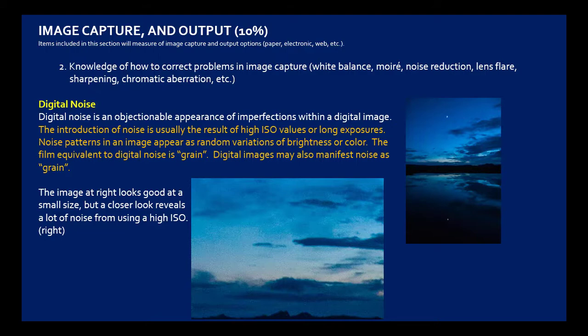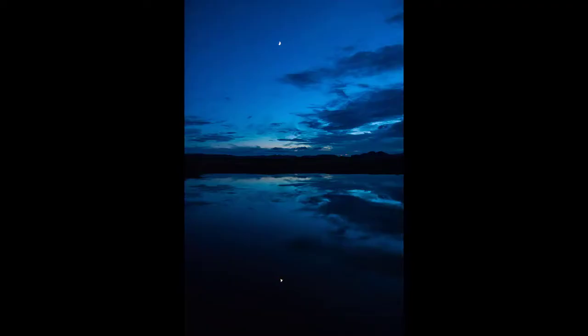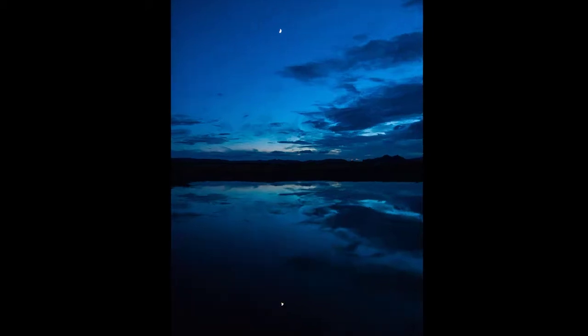Number 2 says, knowledge of how to correct problems in image capture, including white balance, moire, noise reduction, lens flare, sharpening, chromatic aberration, etc. We'll begin with digital noise. Digital noise is an objectionable appearance of imperfections within a digital image. It's almost always the result of using a high ISO.